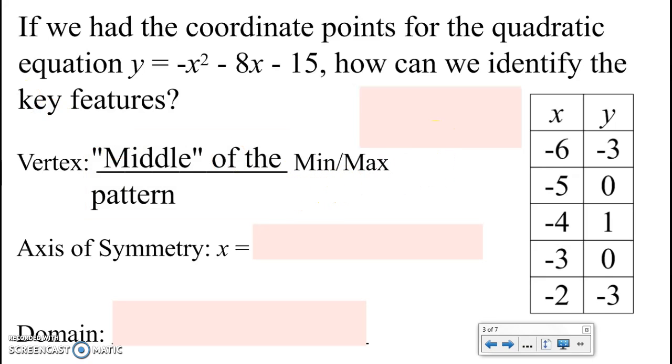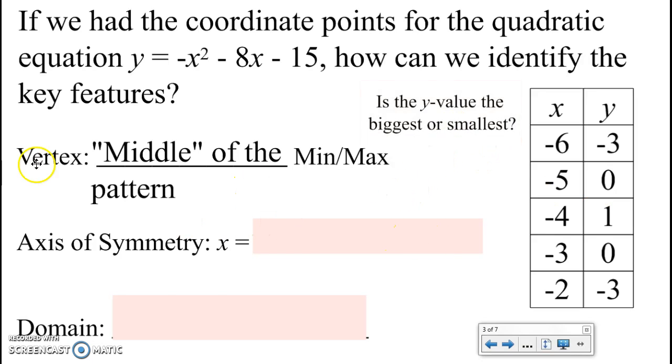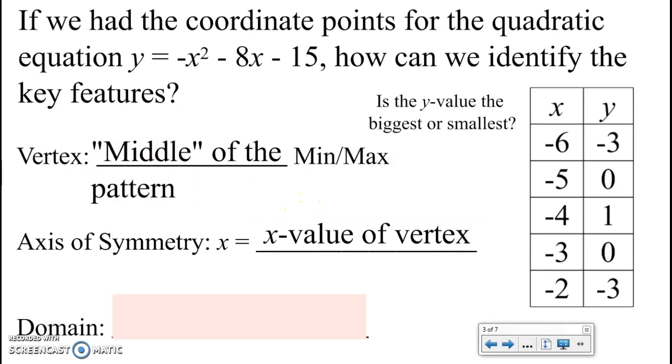Okay, then we're going to decide if it's the minimum or maximum. Now all I have to do is compare my y values. We set our vertex here. Is that y value the biggest number in my list or the smallest? And that's going to tell us if it's the minimum or maximum. Axis of symmetry is always going to be the x value from our vertex.